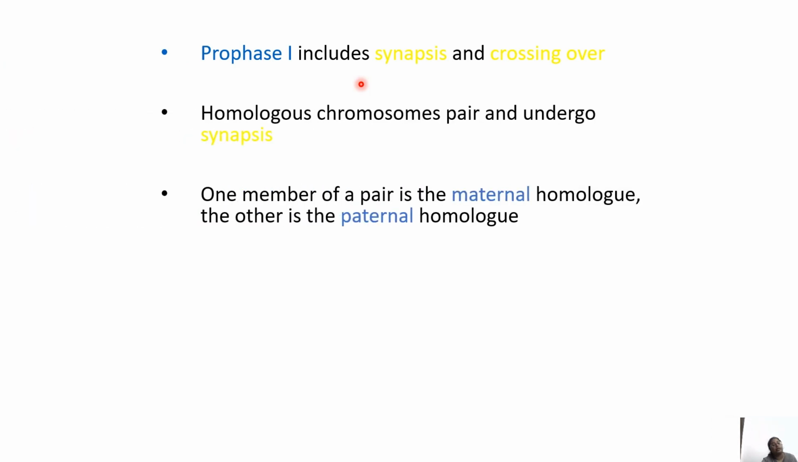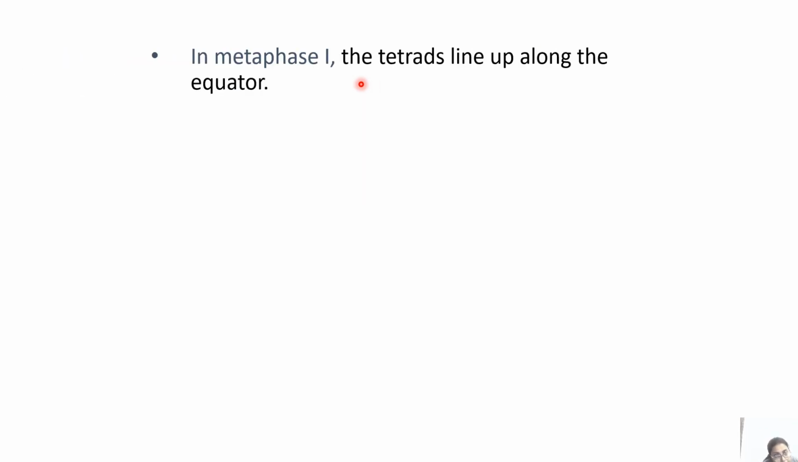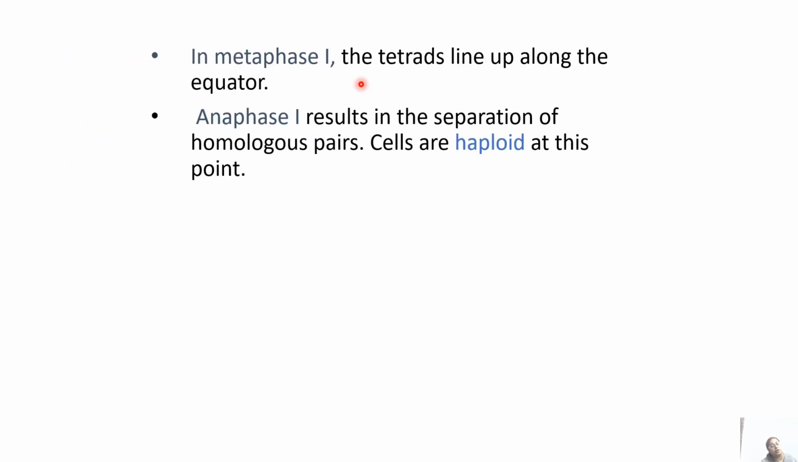Now, prophase 1 includes synapsis and crossing over. Homologous chromosomes pair and undergo synapsis. One member of the pair is the maternal homologue, the other is the paternal homologue, and synapsis is the association of four chromatids, two from each homologue. In metaphase 1, the tetrads line up along the equator. Anaphase 1 results in the separation of homologous pairs, that is, cells are diploid at this point.